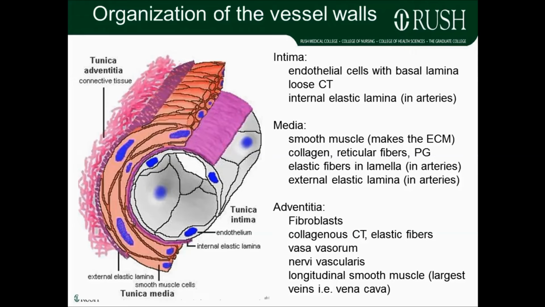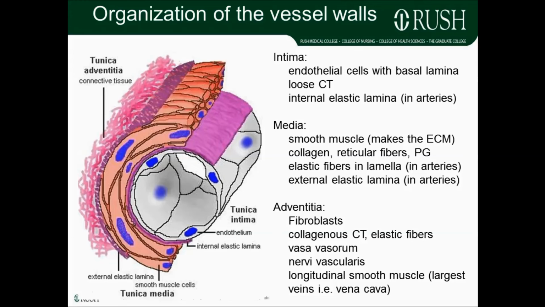So let's do an overview of each of these tunics and then compare them from one type of vessel to another. So the intima, or tunica intima, right next to the lumen always has simple squamous epithelial cells called endothelial cells, which have an underlying basal lamina. In most vessels, there's also a small layer of loose connective tissue, and in certain vessels, especially on the arterial side, there's a lamina of elastic tissue called the internal elastic lamina, which is the dividing line between the intima and media.